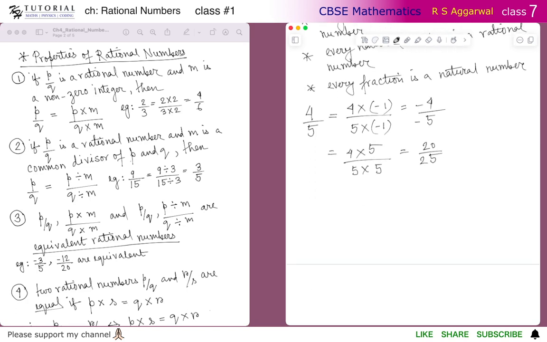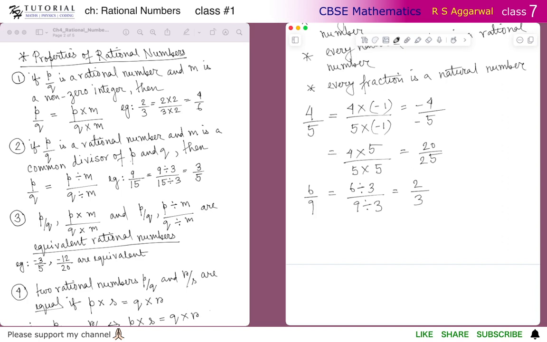The second property says that similarly, if we divide both the numerator and the denominator of a rational number p by q by a non-zero integer, the rational number remains the same. So, let's say we have 6 by 9. The number by which we are dividing has to be a non-zero integer. So, we can divide both the numerator and the denominator of the rational number 6 by 9 by 3. We can do this, and this becomes 2 by 3. So, 6 by 9 is equal to 2 by 3.